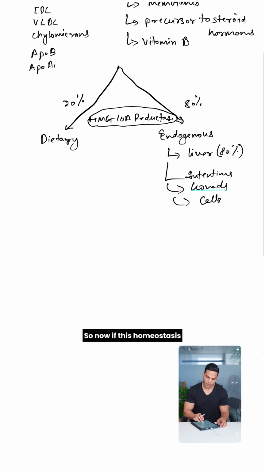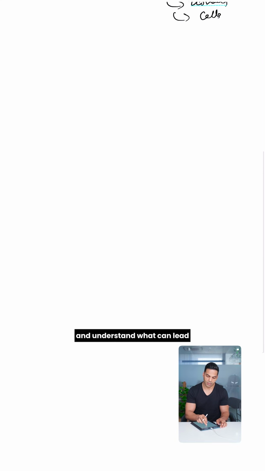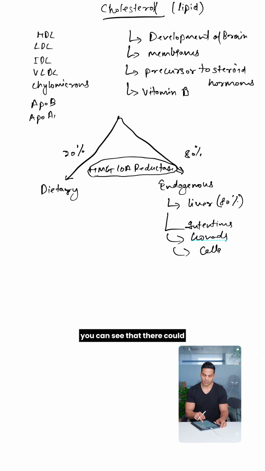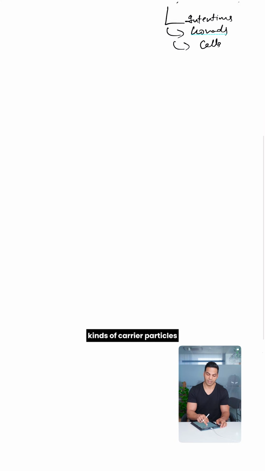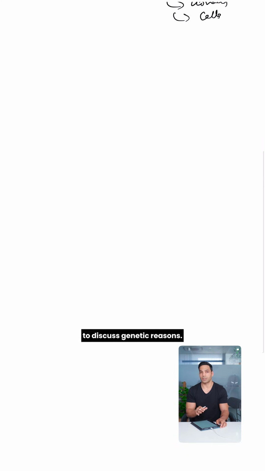So now, if this homeostasis is understood, let's try and understand what can lead to higher amounts of cholesterol in the body, and we are going to primarily look into non-genetic causes. Now, if there are genetic reasons, there could be problems which can affect your HMG CoA reductase. It can also affect different kinds of carrier particles, which we'll discuss in a while. But we are not going to discuss genetic reasons. Primarily, I'll discuss lifestyle related issues for higher amounts of cholesterol. But before we go into higher amounts of cholesterol, let's try and understand a little bit about lipid metabolism.